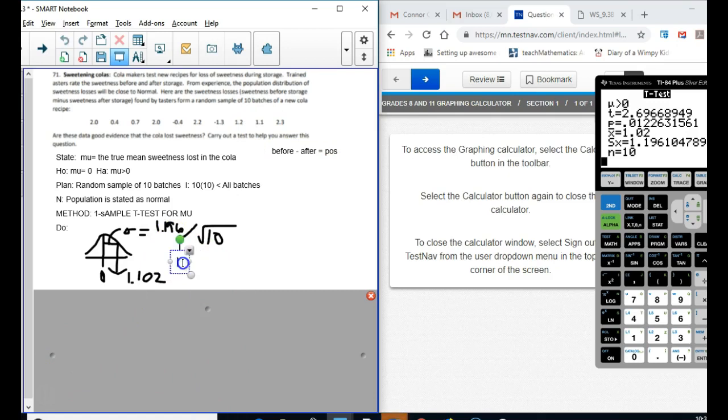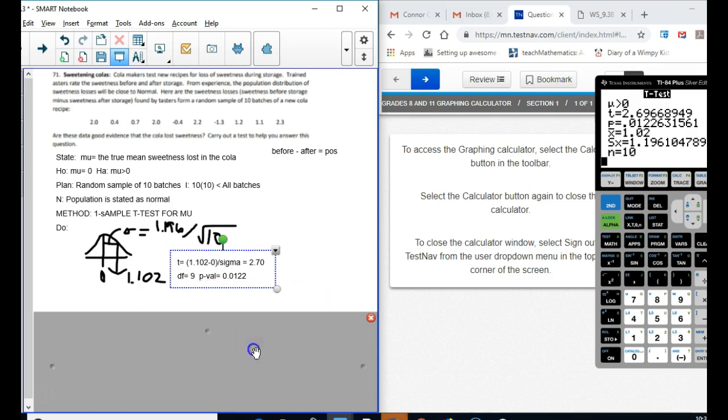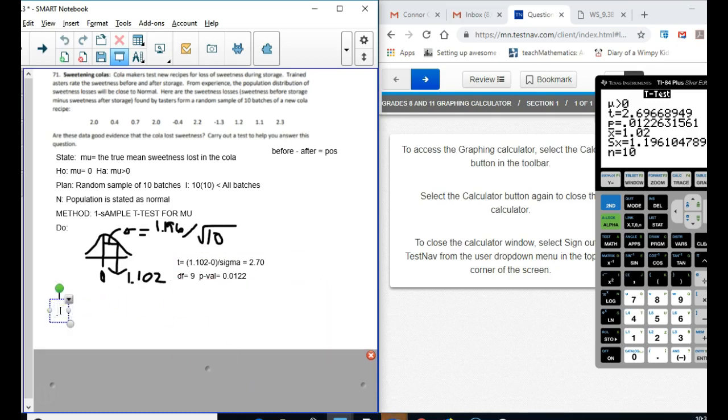So I need a t-score over here, and a t-score is my observation minus my mean divided by my standard deviation. So 1.102 minus 0 divided by, since I have my sigma already written there, I'm just going to put sigma. And that's equal to 2.6970. Now we have degrees of freedom equal to 9 because it's 10 minus 1, and a p-value equal to 0.0122. So we're really ready right now to draw conclusions.